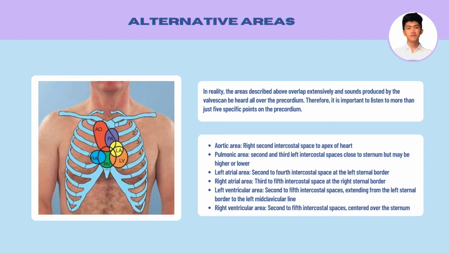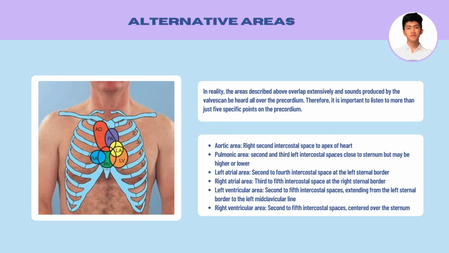The alternative areas of auscultation overlap and are not as discrete as the traditional areas. The alternative areas are the aortic area, pulmonic area, left atrial area, right atrial area, left ventricular area, and right ventricular area.